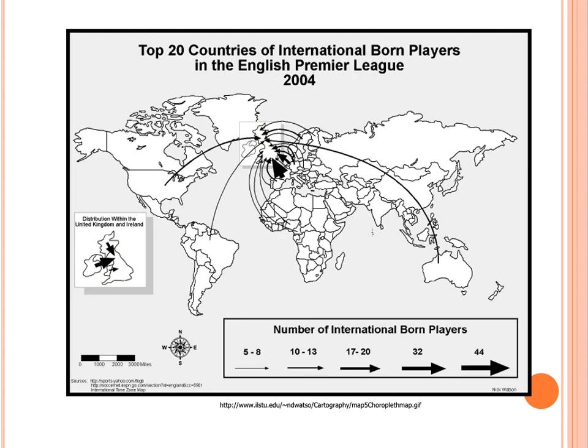This is another example of a flow map. It shows the top 20 countries of international born players in the English Premier League of 2004. Again, the width of the arrows, from very thin to thick, shows how many international players there were from each country.